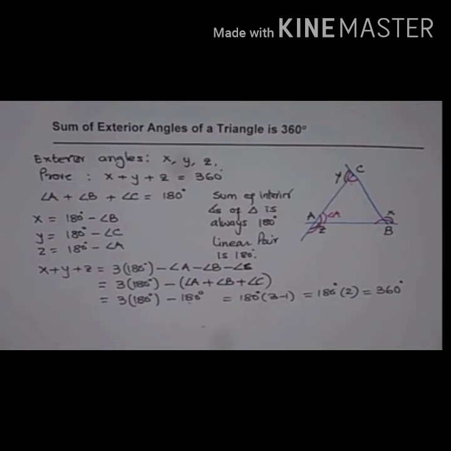So we can write X plus Y plus Z equals 3 into 180 minus angle A minus angle B minus angle C. By computing this, we get 360 degrees. So we can conclude that the sum of exterior angles of a triangle is 360 degrees. We can compute like this for a quadrilateral, pentagon, hexagon, etc. Now let's think about an n-sided polygon.